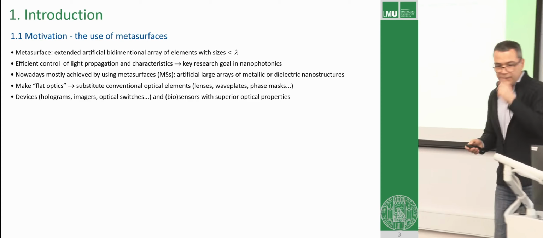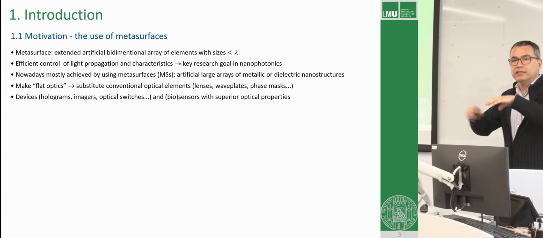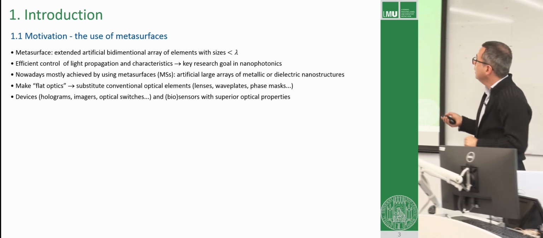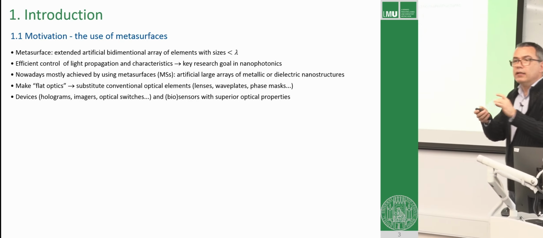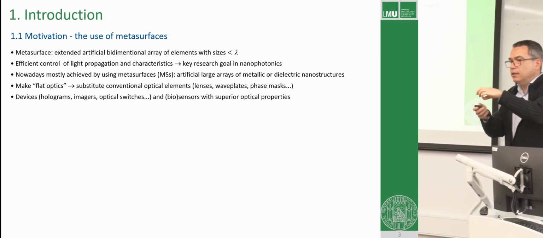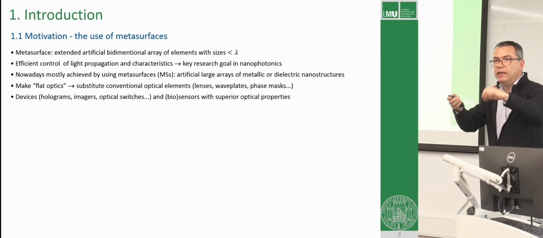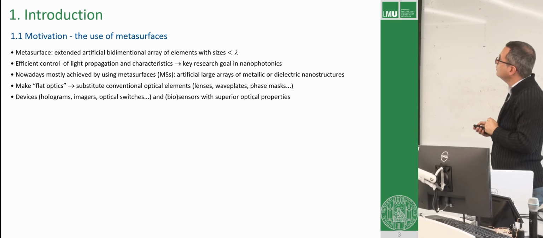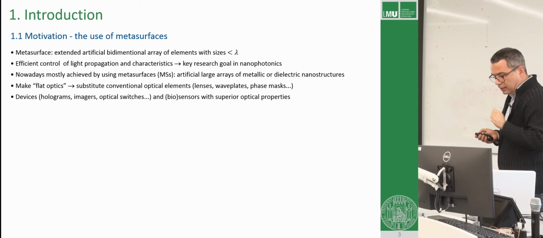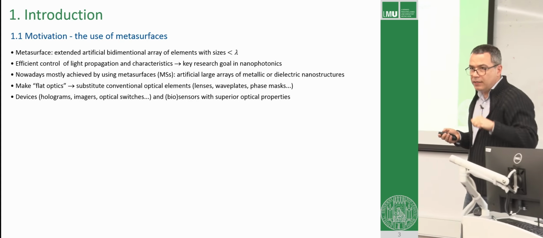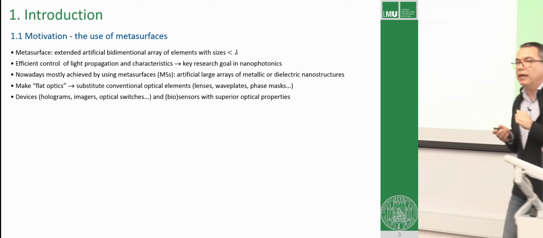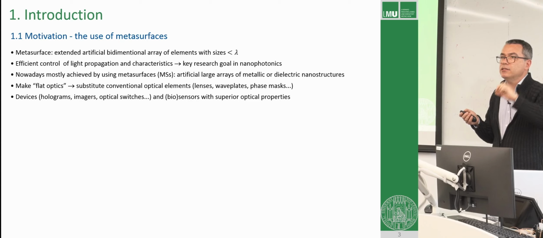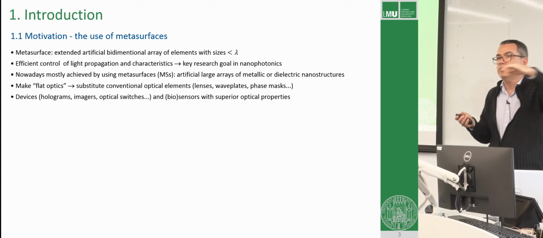Okay, so metasurfaces are artificial structures that you have to make. You don't find them in nature, and they are made by an array of smaller elements, typically smaller than the wavelength that you're using. And metasurfaces allow us to fully control the properties of light by, in the end, controlling the phase of the incident light at every point in space.